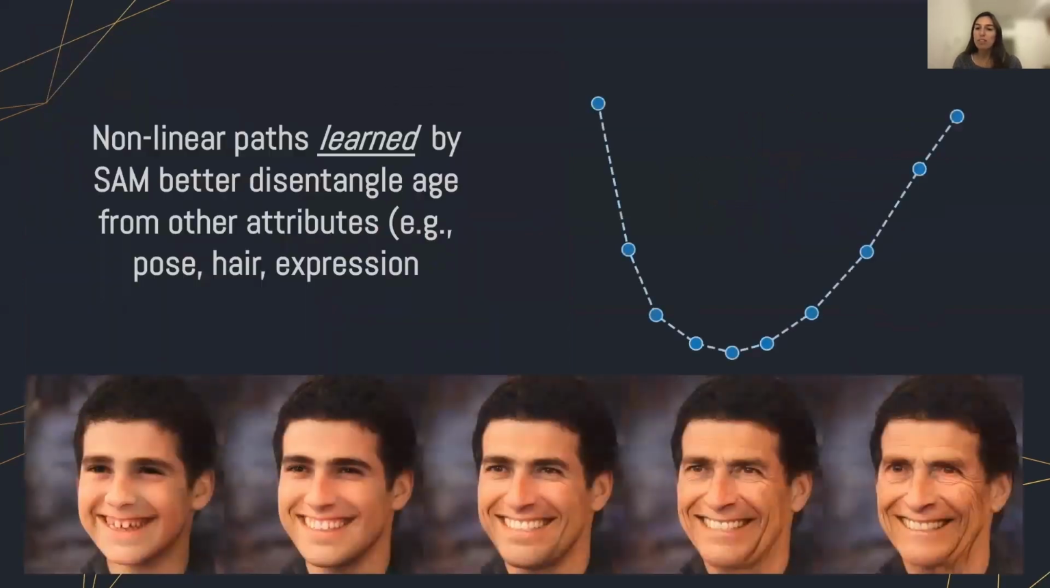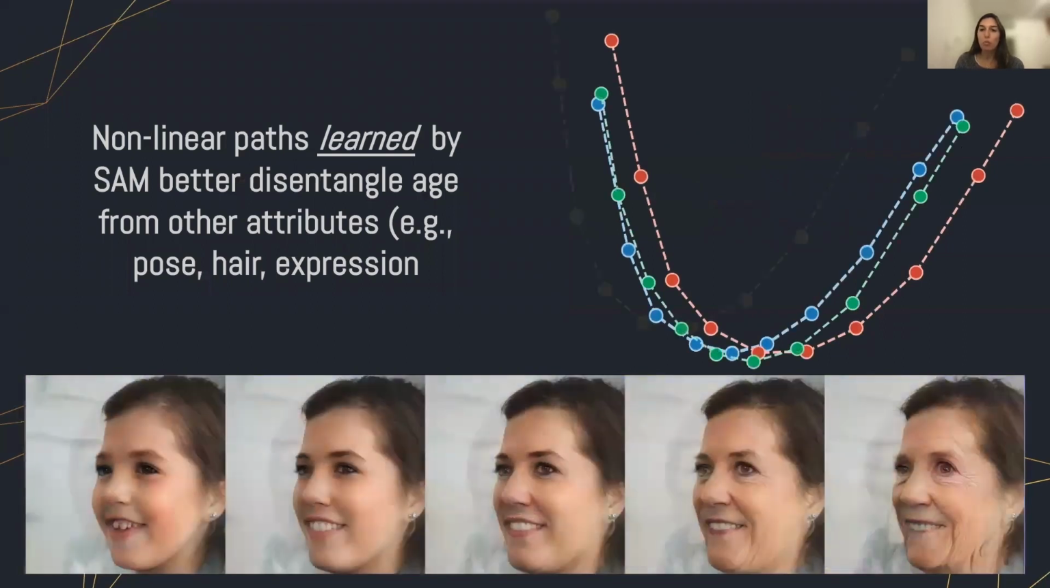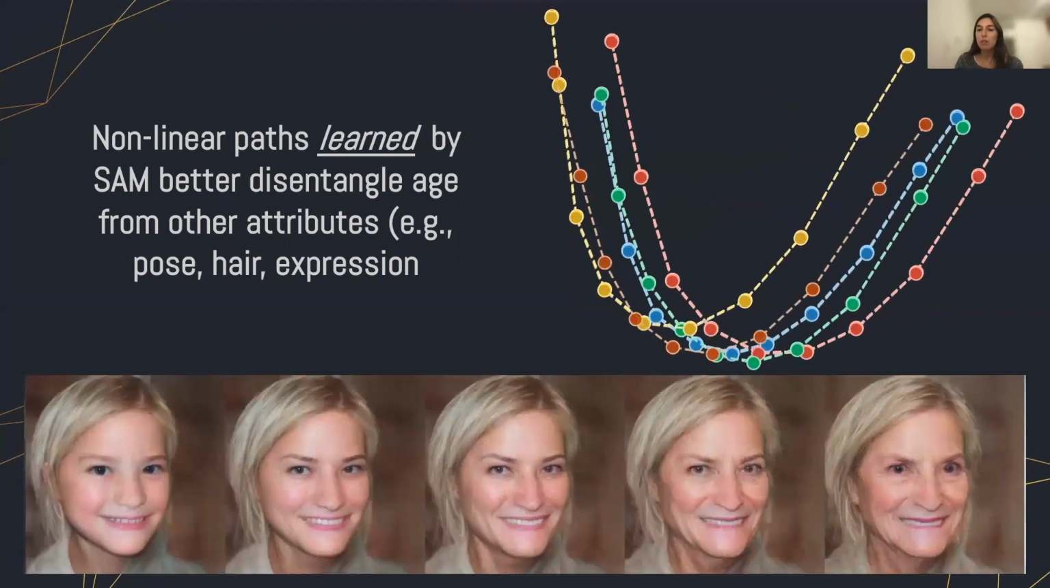Where did the disentanglement of SAM come from? Since we train an encoder, we assume nothing about the nature of the path in the latent space. This allows SAM to learn nonlinear paths which disentangle the age from other attributes. The paths that you see here are the actual paths learned by SAM.